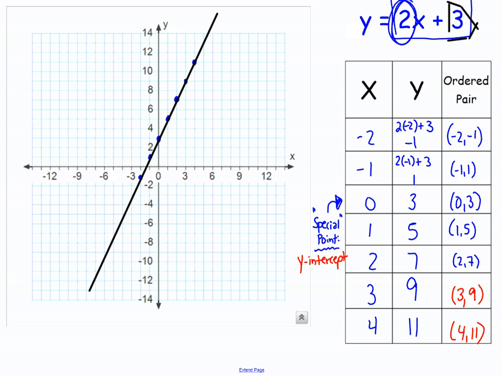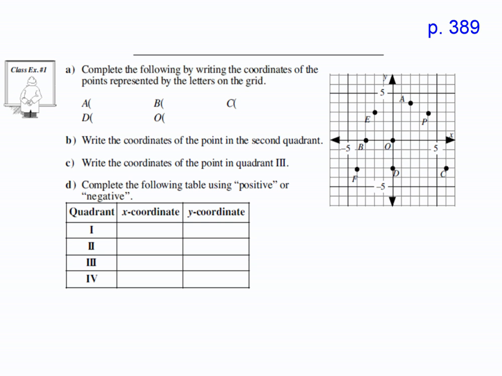Hopefully this lesson doesn't go too long, but it might. So I'd like you to grab your workbooks and turn to page 389. We're going to go back to those other notes in a little bit, but for now, on page 389, it says complete the following by writing the coordinates of the points represented by the letters on the grid.